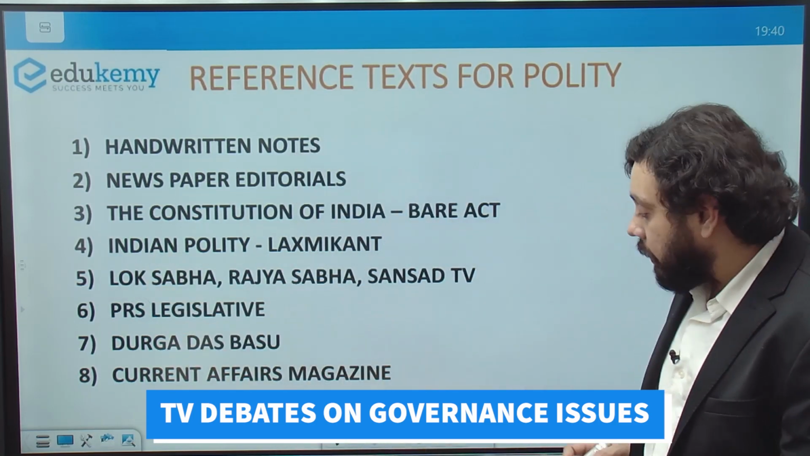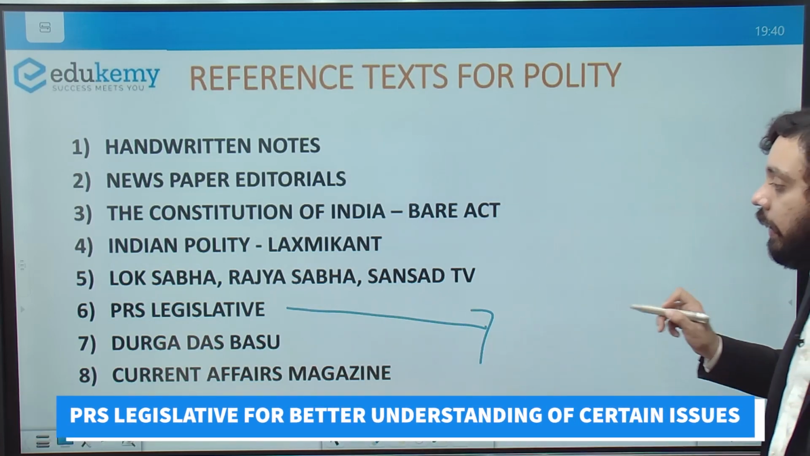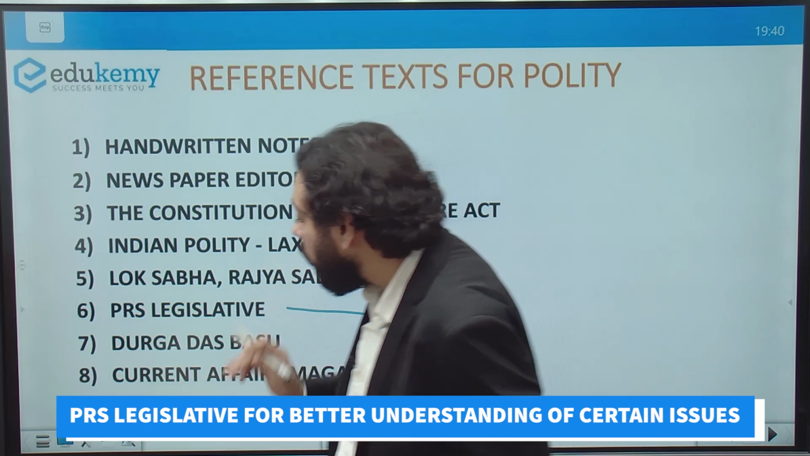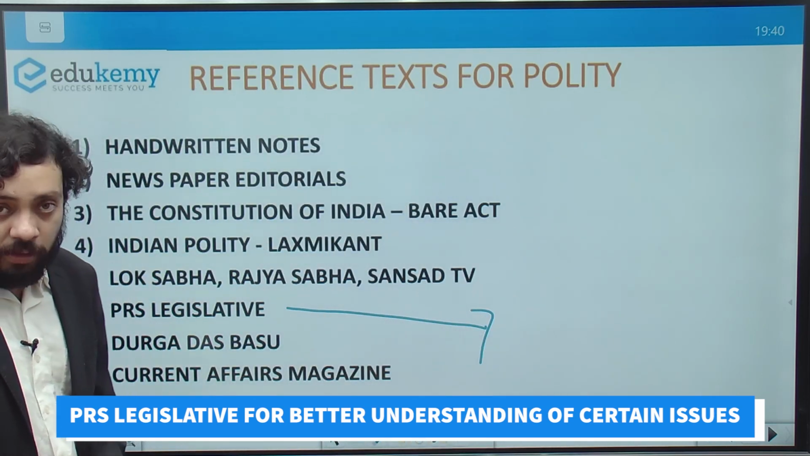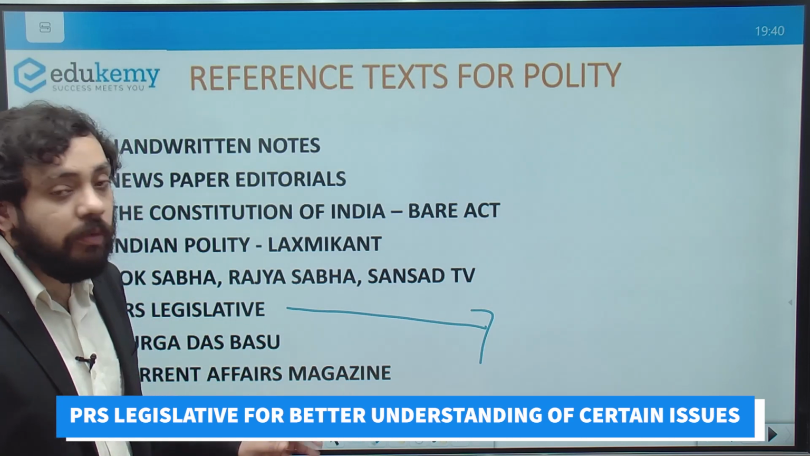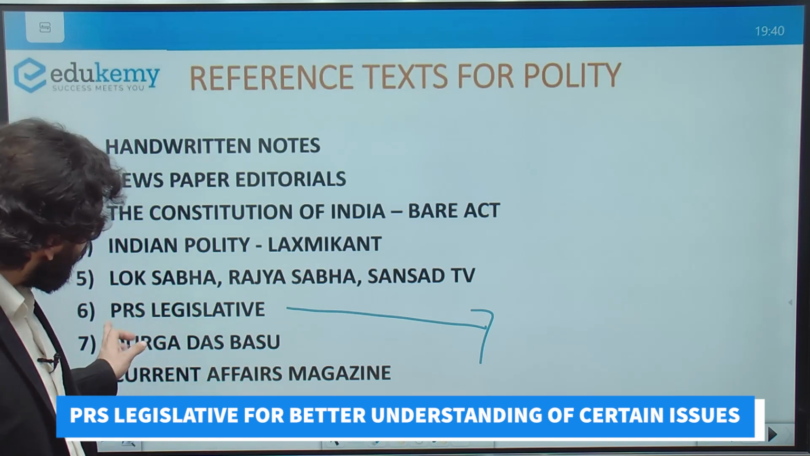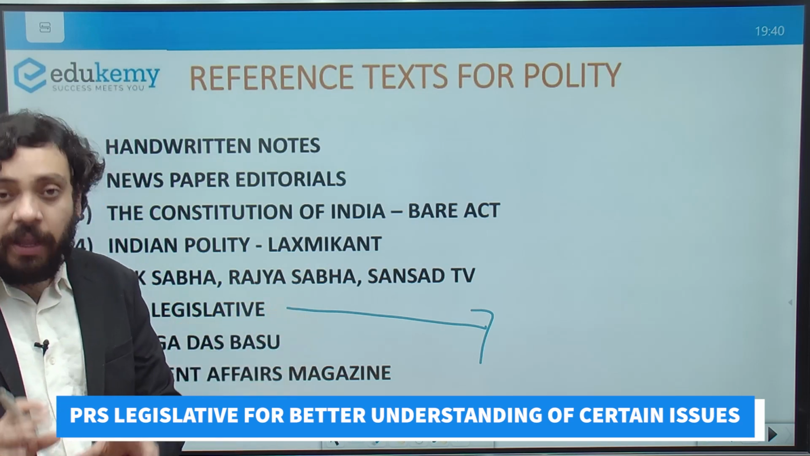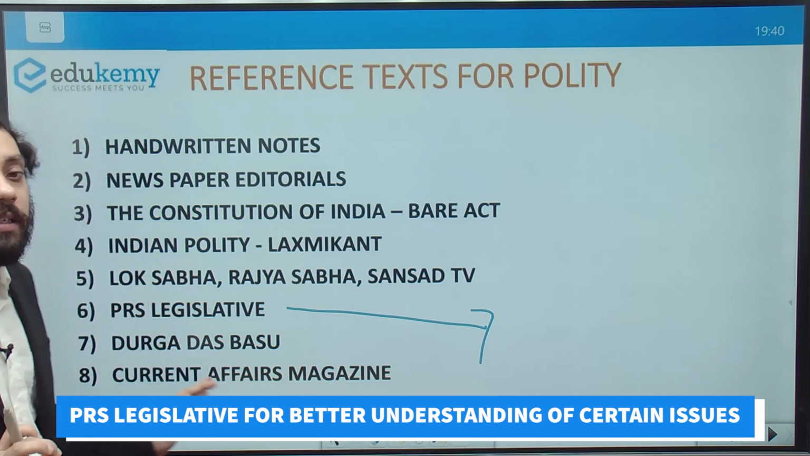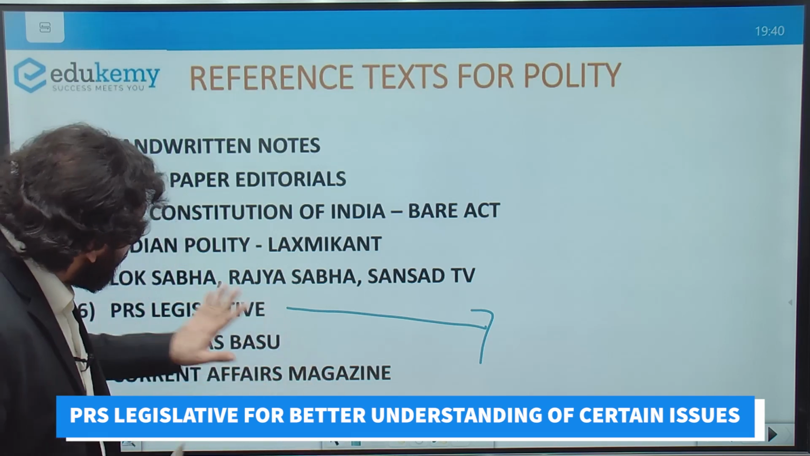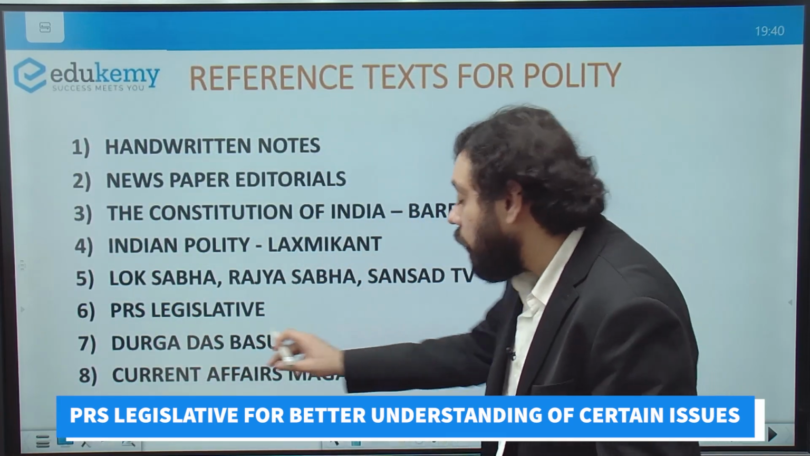Another good website is a think tank, PRS Legislative. PRS Legislative is one of the top think tanks in the country which deals with the processes and products of the Parliament of India. For instance, if you have to look at the provisions of the Juvenile Justice Act amendments which have been passed recently, you can just go to the PRS Legislative website and look at those amendments, and a very brief and concise summary of them is uploaded. I cannot recommend enough how important PRS Legislative is for certain parts of the polity syllabus.